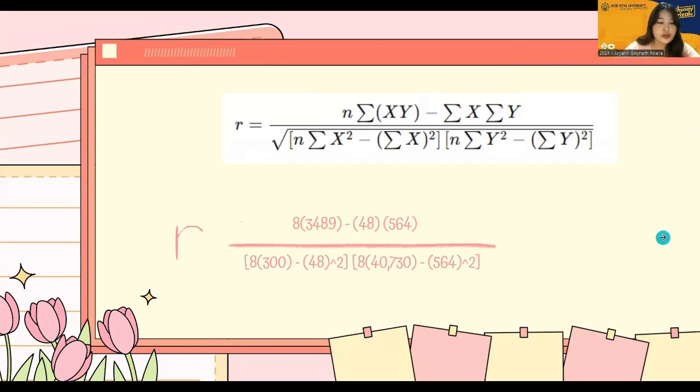So now we're going to solve it like this. 8 times 3,489 minus 48 times 564 over the square root of 8 times 300 minus 48 squared, times 8 times 40,730 minus 564 squared.